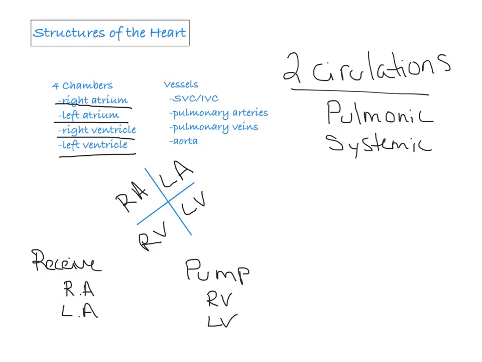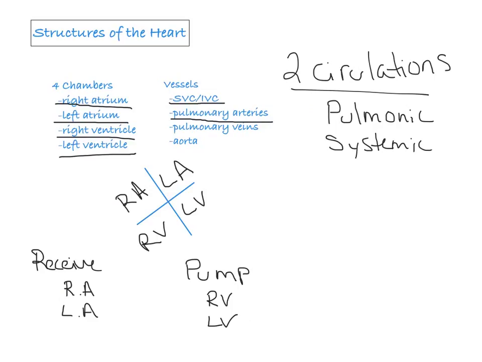And so these vessels are the ones going in and out of those circulations, bringing blood to the heart, or taking blood away from the heart. So you're going to have the superior vena cava and the inferior vena cava. These two are bringing blood back from the body into the first receiving chamber. Remember what that one is. What's the first receiving chamber of the heart? And then you're going to have the pulmonary arteries, which are the vessels taking blood away from the heart and towards the lungs. Okay?